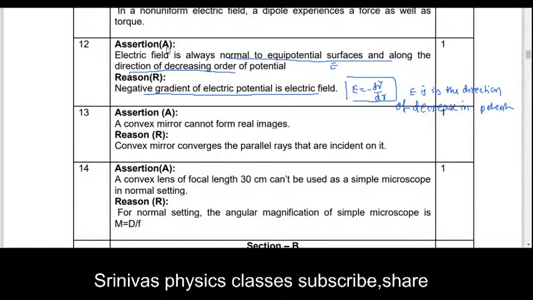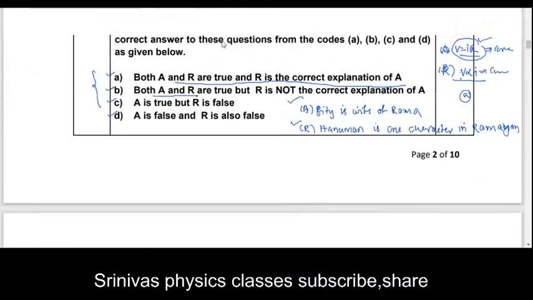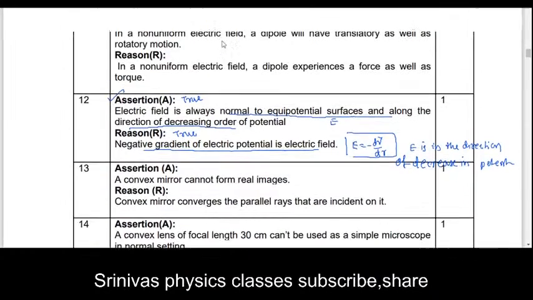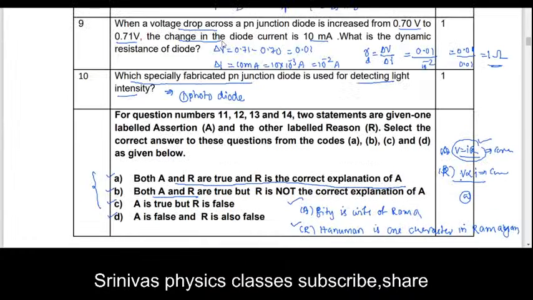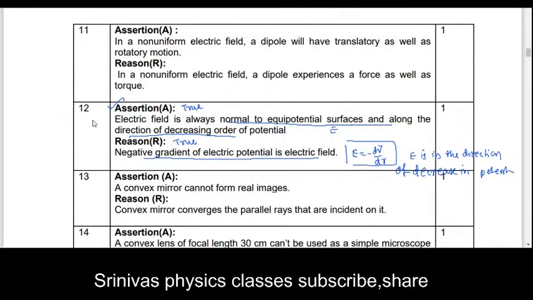That means the assertion is correct, true, and the reason is true, and the reason is the correct explanation of the assertion. From the reason only we will get this one, right? That means the option is the first option: both A and R are true, and R is the correct explanation of A. The answer is option A.